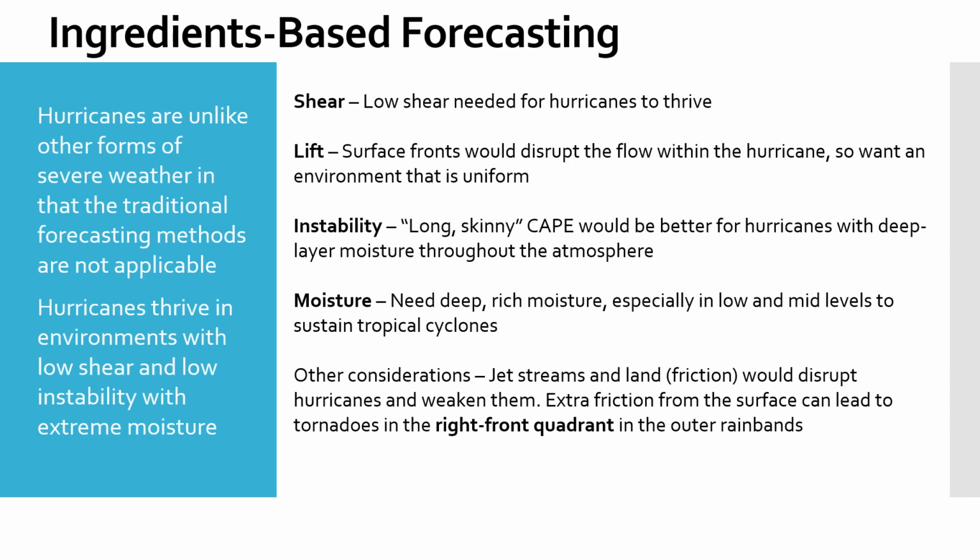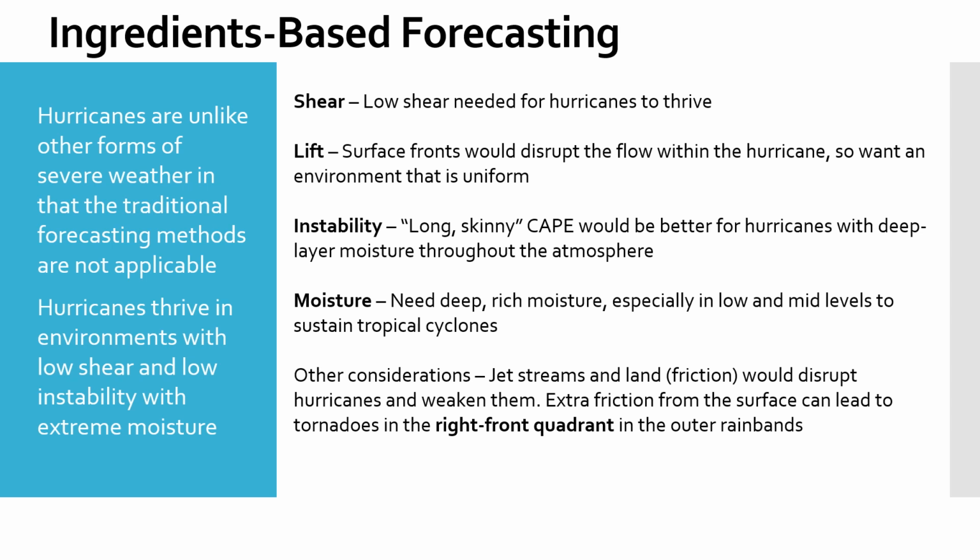You may recall from our other severe thunderstorm lessons the ingredients-based forecasting method, but hurricanes or tropical cyclones don't follow the normal path for shear, lift, instability, and moisture that typical mid-latitude severe thunderstorms do. Hurricanes are unlike other forms of severe weather in that these traditional forecasting methods are not applicable.